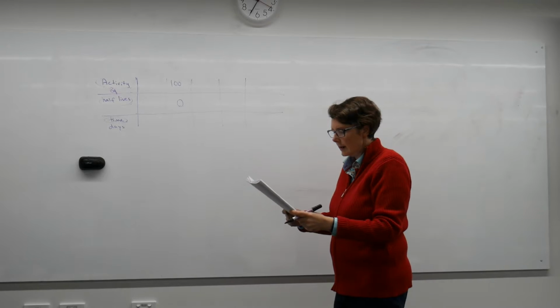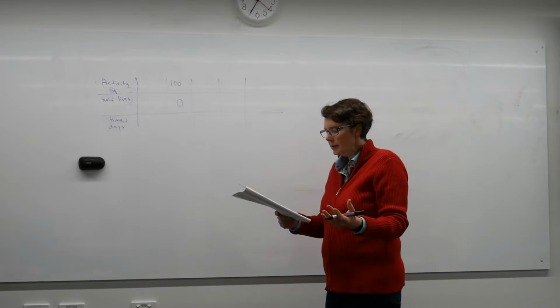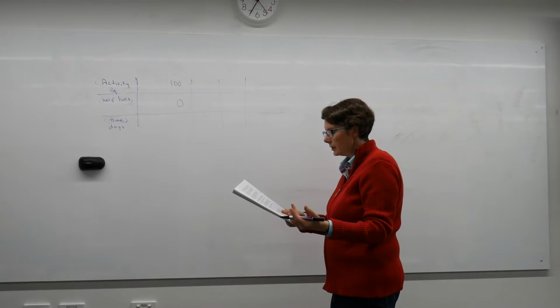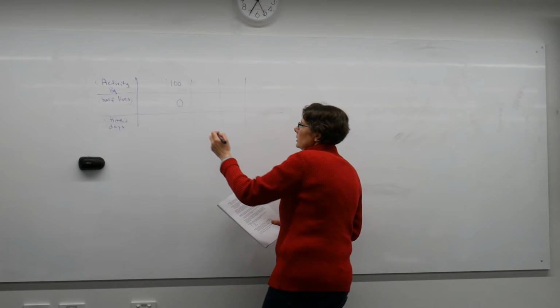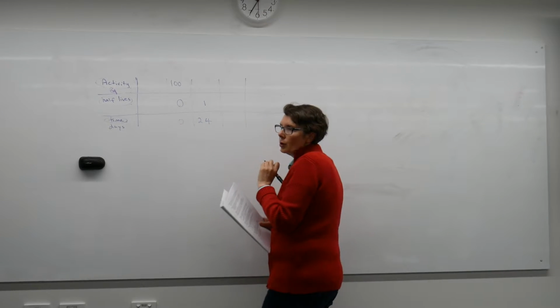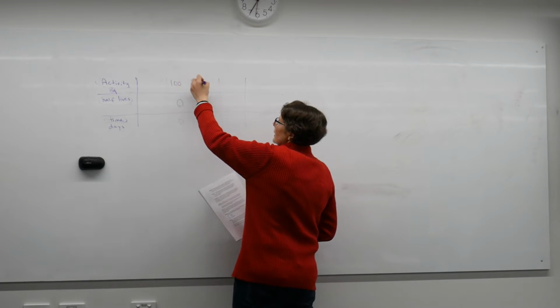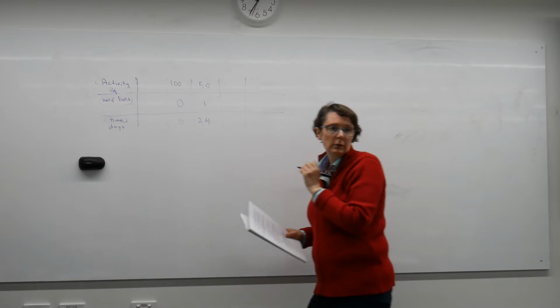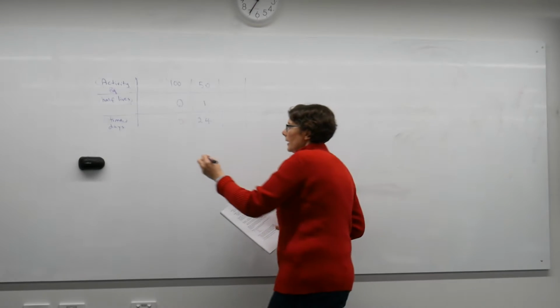And so, if it has a half-life of 24 days, then in 24 days' time, it'll have undergone one half-life, and its activity will be 50, won't it? So that's the answer to Part A.